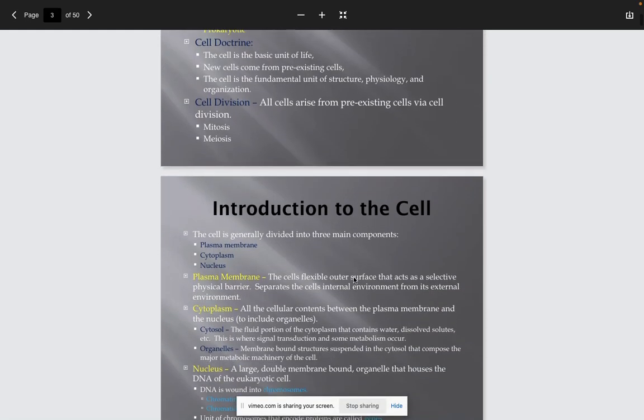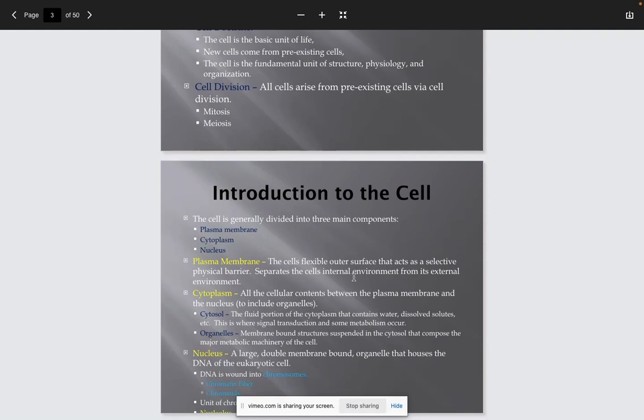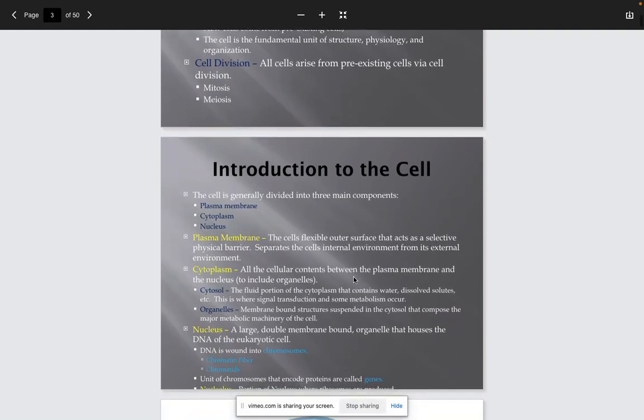What is important for examination purposes is knowing these different organelles, knowing the plasma membrane, the cytoplasm, and the nucleus. That's going to be primarily the three main components that we're going to discuss. I want you to think of the plasma membrane as being a doorway. This allows passage of molecules into and outside of the cell. It separates the cell's internal environment from its external environment. It has a flexible outer surface that acts as a selective physical barrier, and that's going to be important when we start talking about things like permeability. Permeability meaning the ability to enter in or out of the cell.